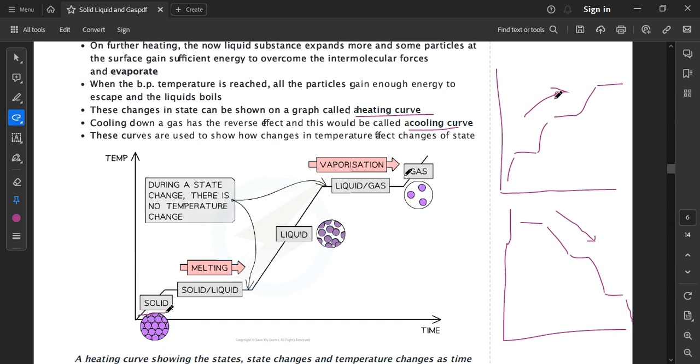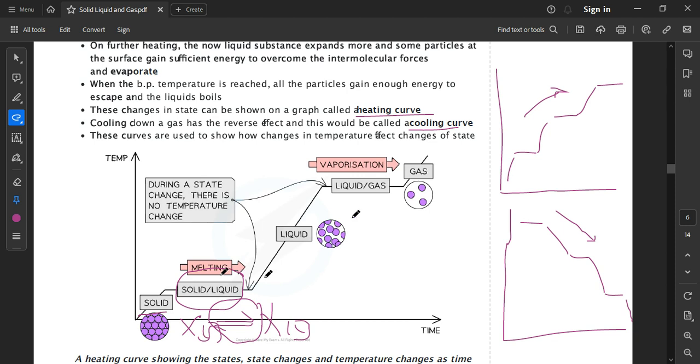So at first we have our solid. This is the place where the solid is both liquid and solid at the same time. So it can be written as X S, this sign, and X L. What this sign over here means is that it's reversible. This process is a physical change, so it's reversible. During a state change, there is no temperature change.